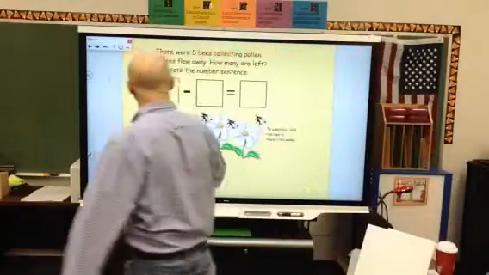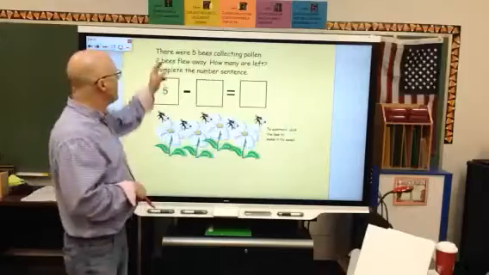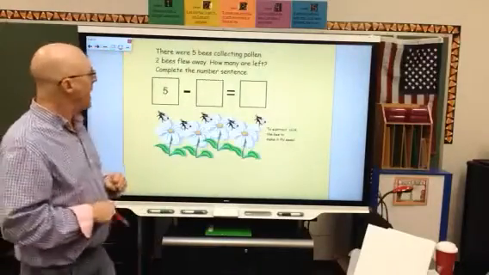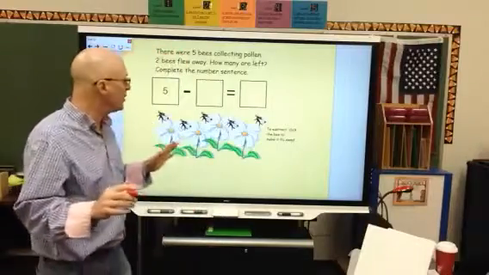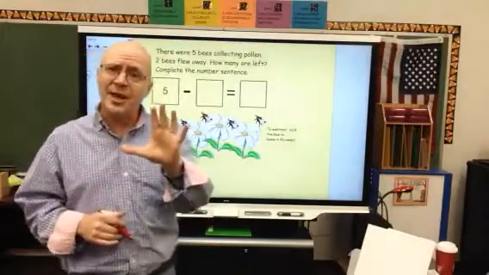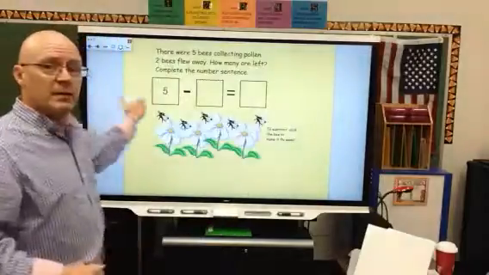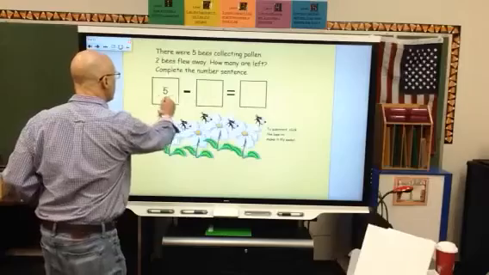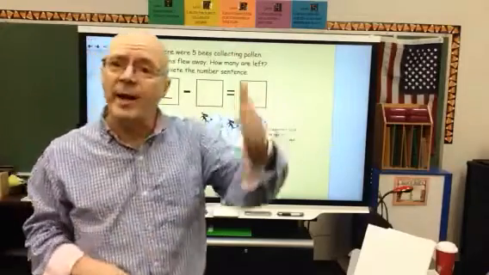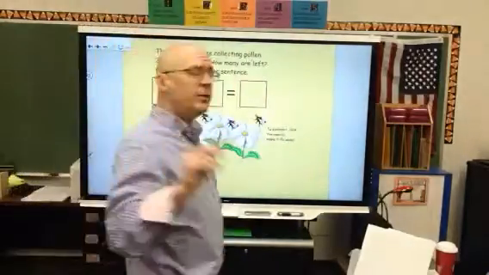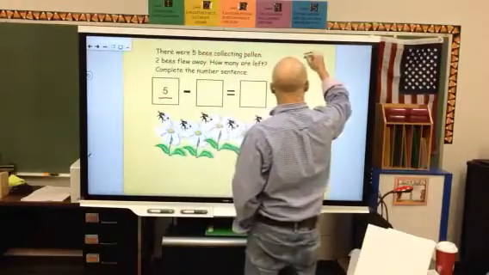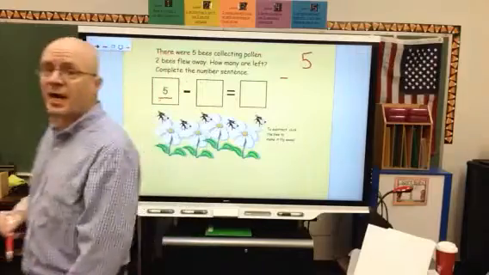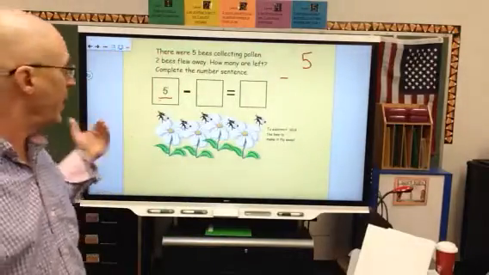So let's take a look at this story problem here, this word problem. There were 5 bees collecting pollen. 2 bees flew away. How many are left? All right, so we started with 5. Now in a subtraction problem, if you're writing it across, the number you start with goes first, okay? If you're writing it up and down, the number you start with goes on top. The subtraction sign, or the minus sign, goes off to the side, okay?